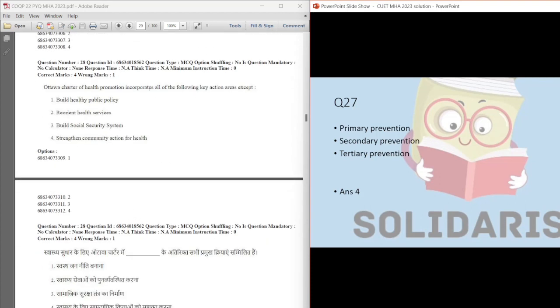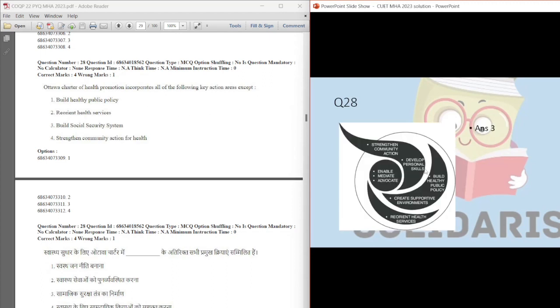The Ottawa Charter of Health Promotion incorporates all of the following key action areas except. The Ottawa Charter is a charter given by WHO that gives us an idea of what to do to increase health promotion and make the population more aware of diseases. So it mainly gives us the idea about preventive care.